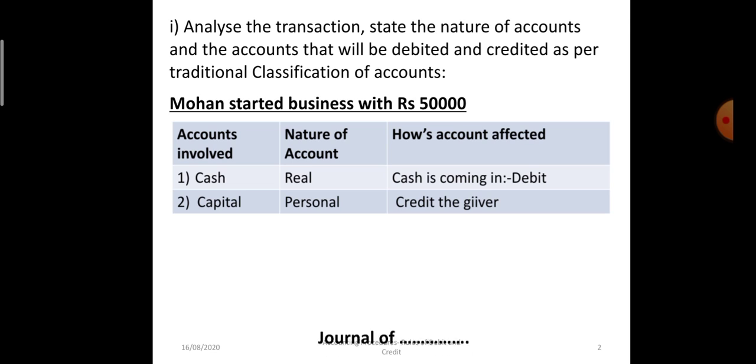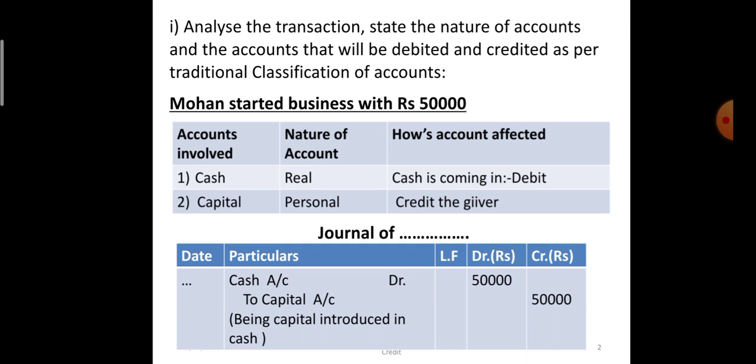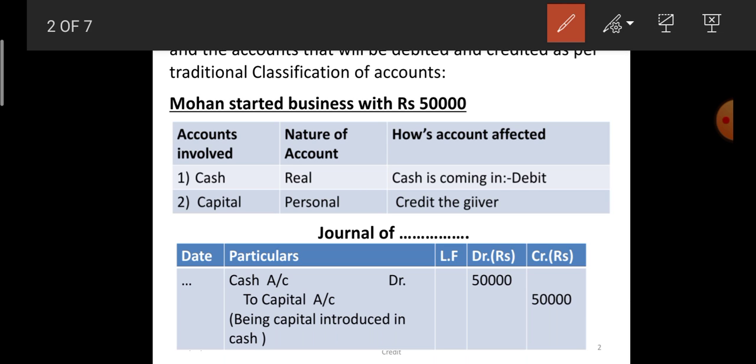So the format of the journal: here cash account will be debited. See the method. Okay, cash is written first, the debit account is written first. After leaving some space we are writing Dr here, and then the account which is credited, the capital account. After leaving some space we are writing To Capital Account, and in the debit column 50,000 and in the credit column 50,000 rupees. This is the format which you all have to follow.